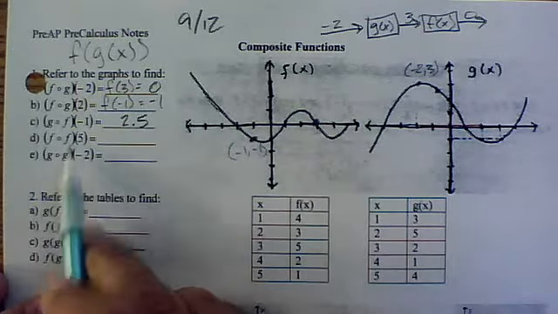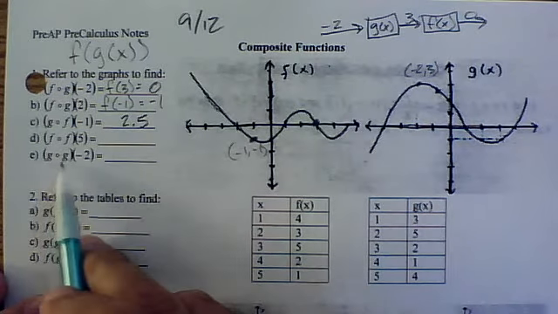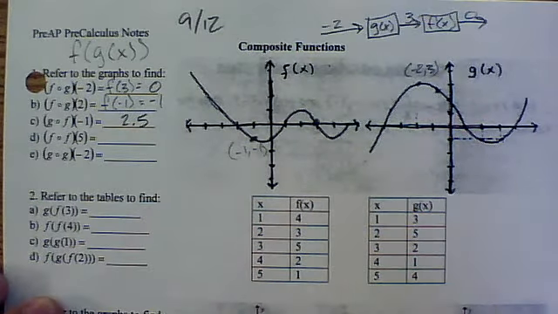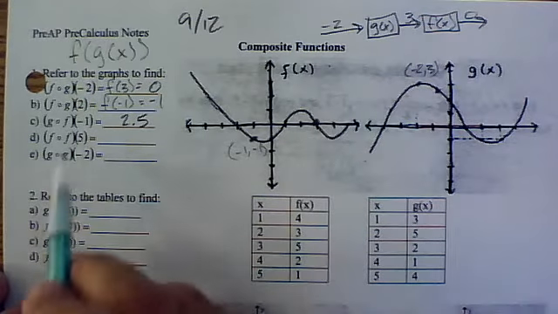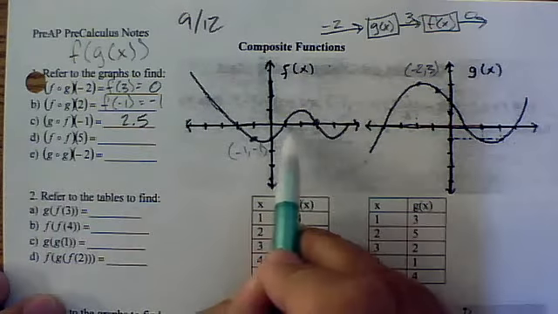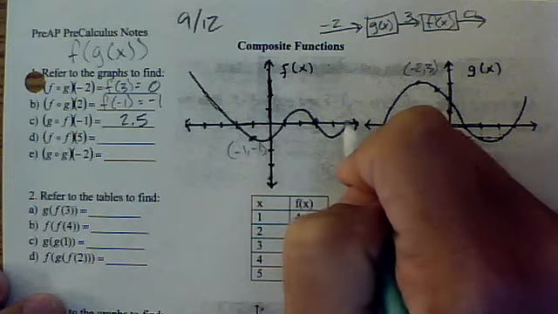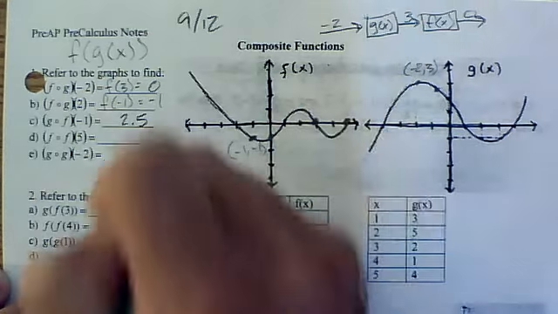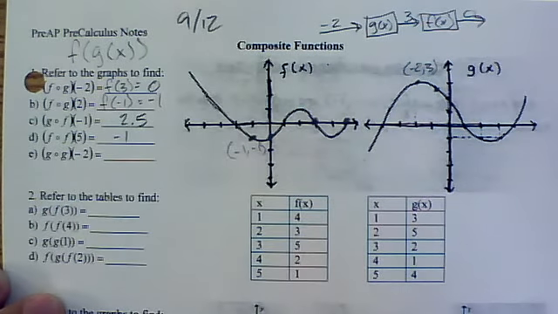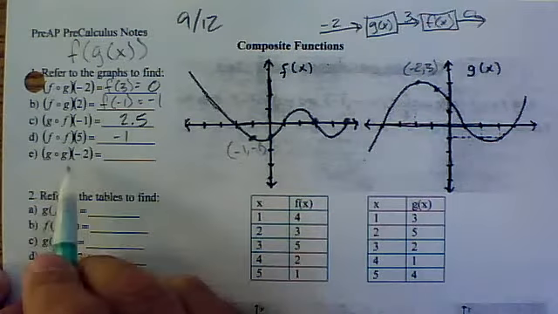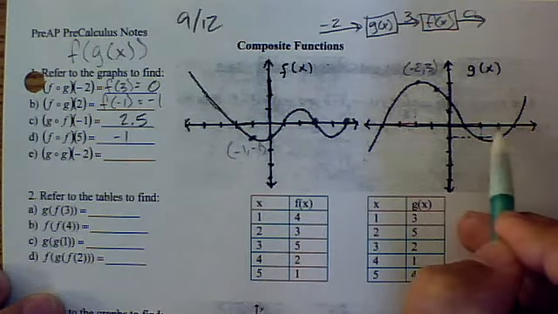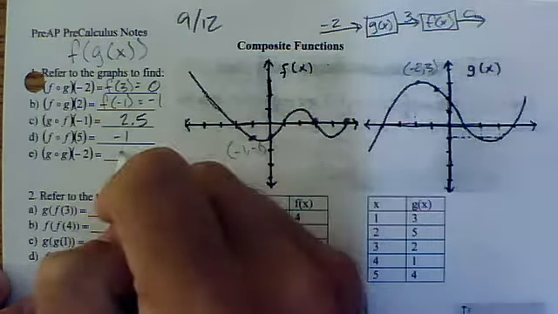f of f and g of g are basically the same thing, but you're just working with one function. So we're going to find f of 5, which is 0, and then find f of 0, which is negative 1. g of negative 2 is 3, and then g of 3 is negative 1.